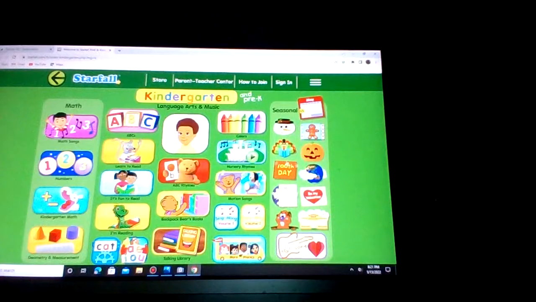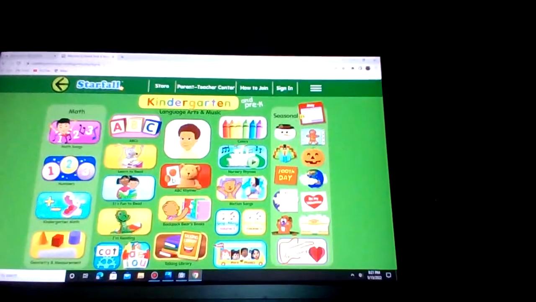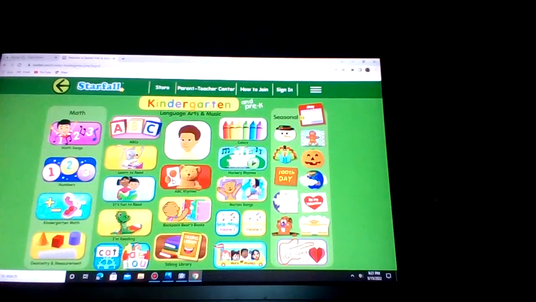Starfall has math songs, numbers, kindergarten math, geometry, and measurement, ABCs, learn to read, it's fun to read, I'm reading, ABC rhymes, backpack bear books, talking library, colors, nursery rhymes, motion songs, and much more.